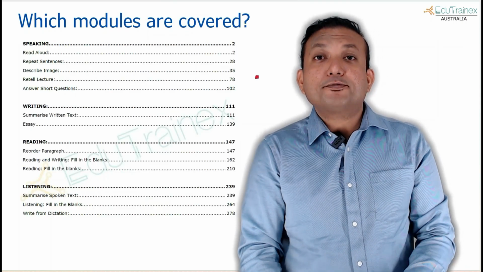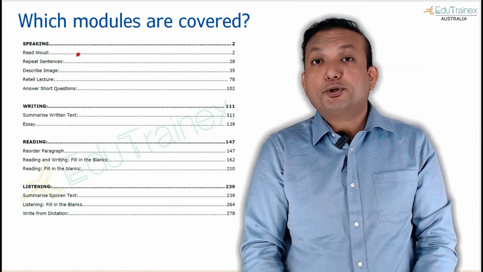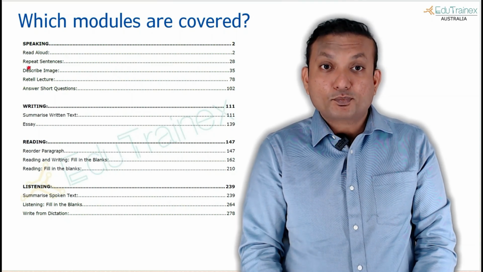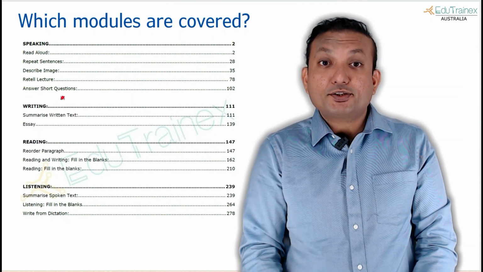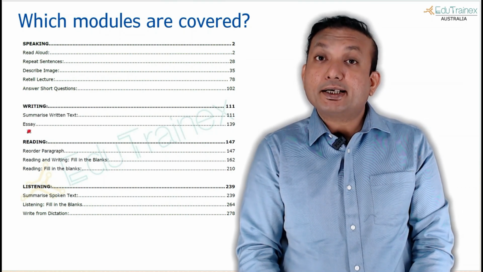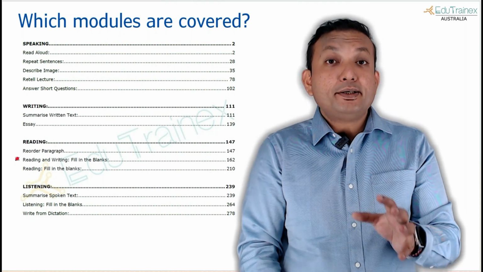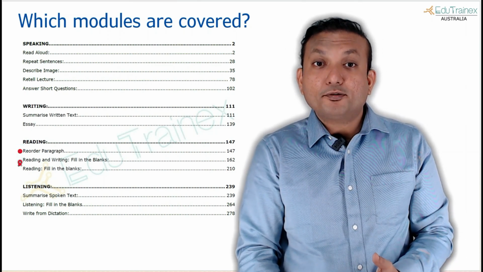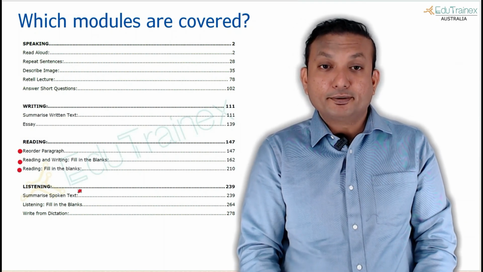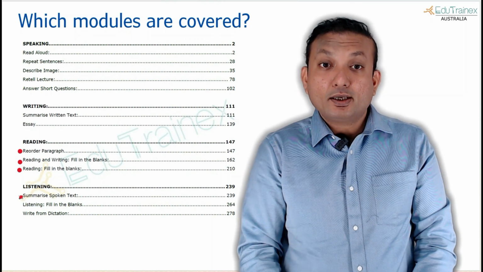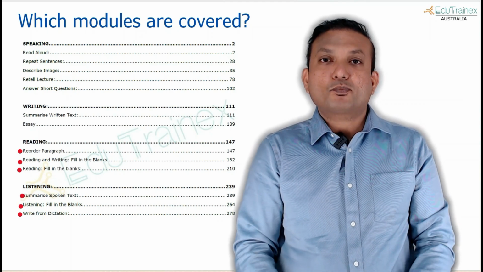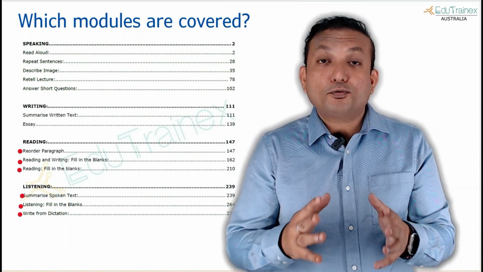So if you look at this prediction file that we publish, all the important modules which contribute a lot to your exam are covered. From the speaking section, you have all of them: read aloud, repeat sentence, describe image, retell lecture, answer short question. From writing, again, all the modules, summarize written text and essays are also there. From reading, the three important modules, reorder paragraph and both the fill in the blanks questions, will be there. And you see the number of questions, there are a huge number of questions every month, real exam questions. And from listening, again, the most important ones: summarize spoken text, write from dictation, and listening fill in the blanks. So this is where you get the collection of all the important modules.